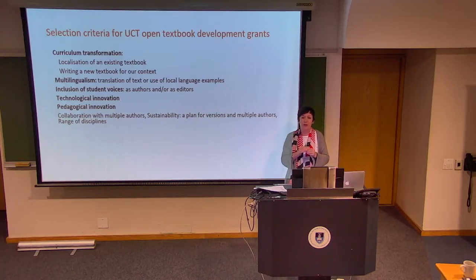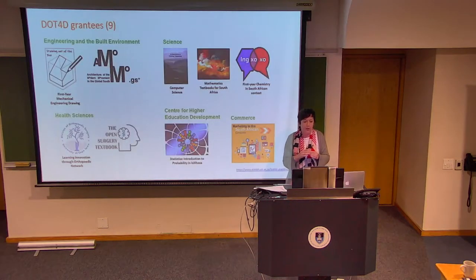So in giving our grants, we worked with a very robust framework in terms of trying to get to our intersectional social justice approach and the partners we were working with, looking at evidence of curriculum transformation in proposals, multilingualism, inclusion of student voices, and then also various forms of innovation, whether that be technological or pedagogical. And so from our call for grants, from which we received 17 proposals, we were able to give 9 grants, and it just so happened that when we evaluated the grants against our criteria, we got a nice disciplinary spread.